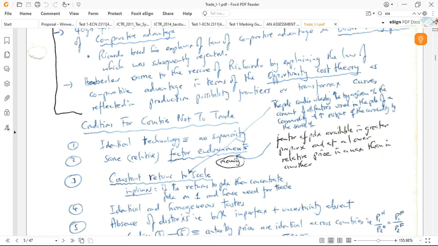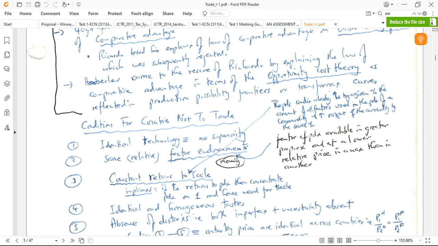Again, when you have the same factor endowment, what you have is what I have. The factors of production that you have are the exact factors of production that I have, which means what you can produce, I can also produce.